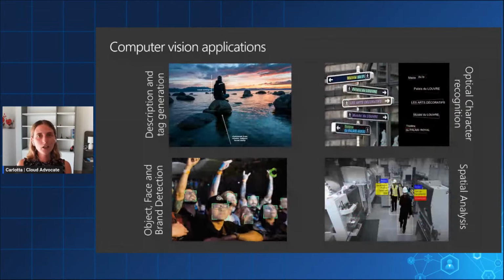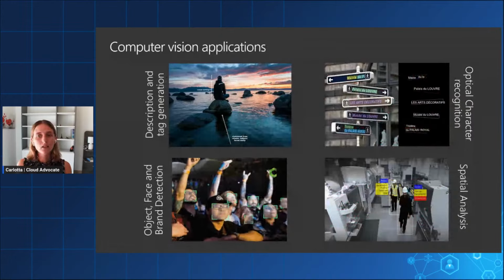And then other typical applications of computer vision are object detection, face detection, or brand detection. So the model is able to detect the presence of specific objects or human faces or brand logos within the image, and also locate where they are specifically in the image and return the coordinates of a bounding box in which the object, the face, or the brand logo are.